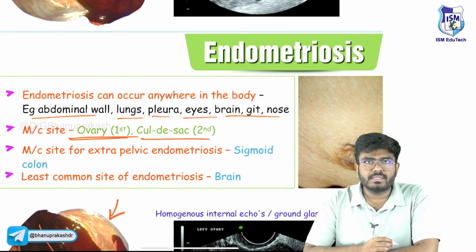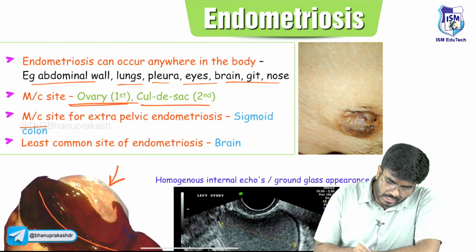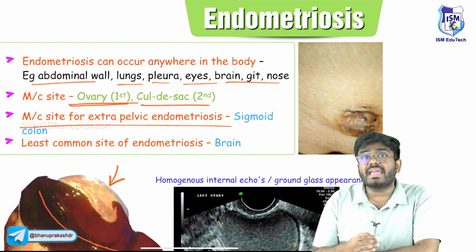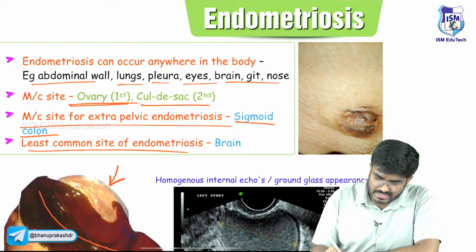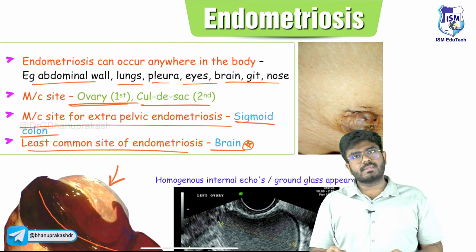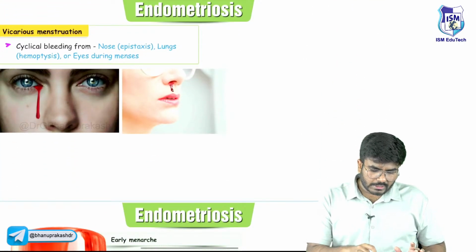You know the cul-de-sac, right? It's the pouch of Douglas. Okay, most common site for extra-pelvic endometriosis, outside the pelvis, is the sigmoid colon. The least common site is the brain. Okay, so it can occur anywhere. That's the point which I want you to know.